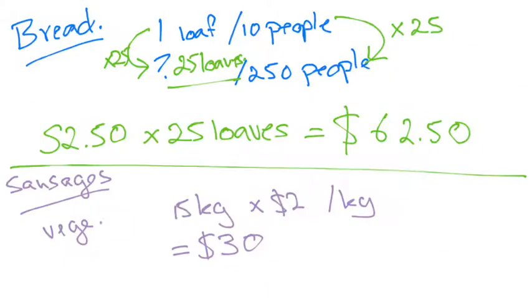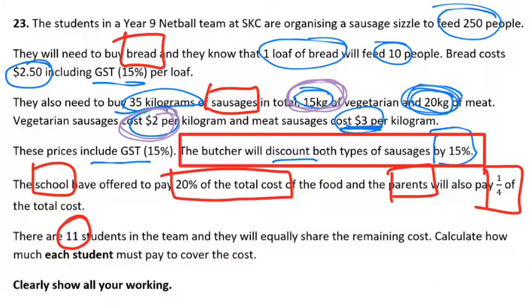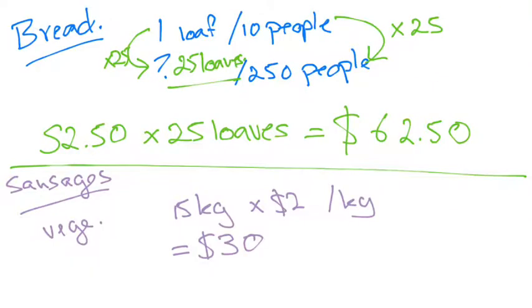Okay, so we have dealt with the bread, dealt with the sausages, so we've done all of that stuff at the top. Okay, now we need to look at the bottom. So the school has offered to pay. So this is now looking at how much it's going to pay. So school has said they'll pay 20% of the total cost of the food. So we need to work out what the total cost is. So the total cost is the bread plus the sausages.